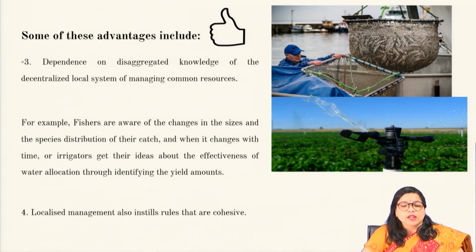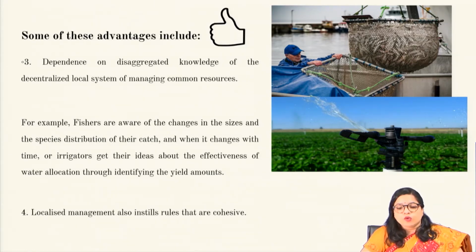Feedback of changes in which the resource system responds to the action of the resource appropriators is all generated in a way that is disaggregated. For example, fishers are aware of changes in the size and the species distribution of their catch as it changes with time, or irrigators get their ideas about the effectiveness of water allocation through identifying the yield amount.